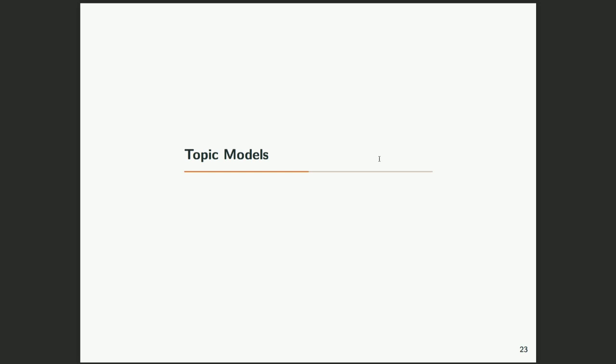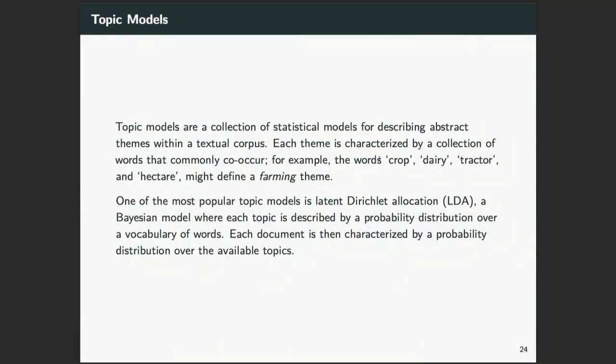But one of the next parts we'll talk about then is topic modeling. These are a collection of statistical models for describing abstract themes within a textual corpus. Each theme is characterized by a collection of words that commonly co-occur. So here's an example: crops, dairy, tractor, hectare, farming. You might get bank, finance, stock market, or Wall Street, right? These would be all around banking and the financial industry. So you can start to see themes that come out of a text.